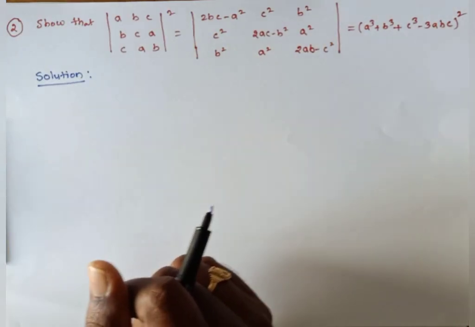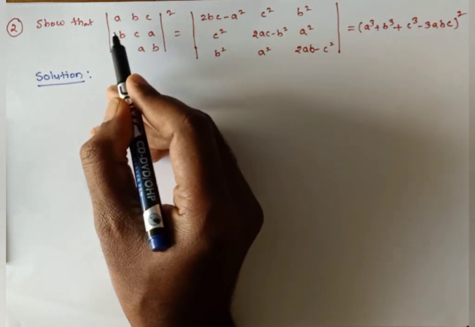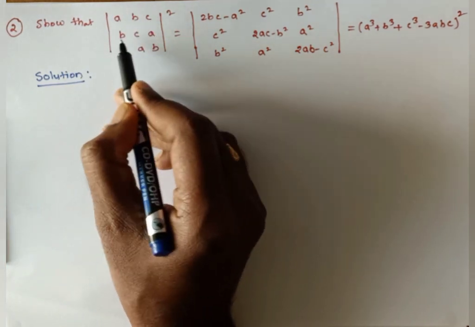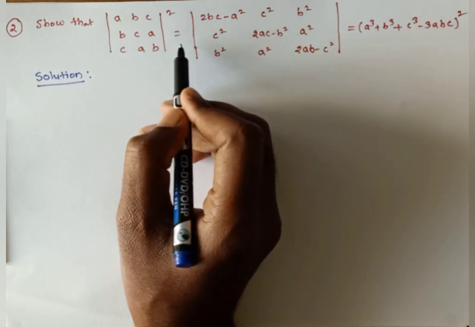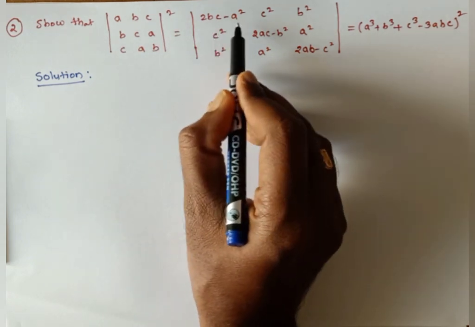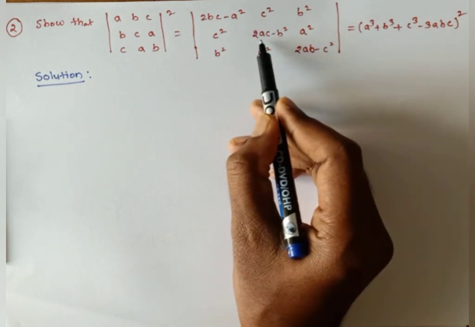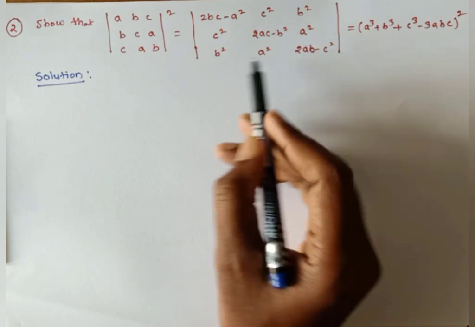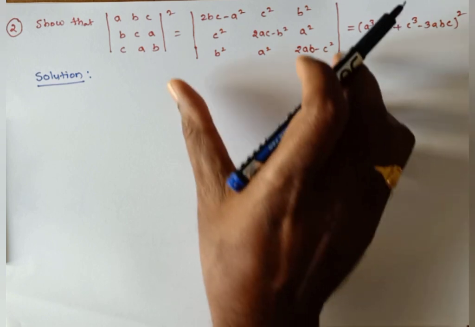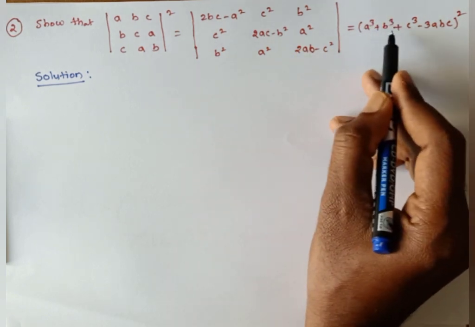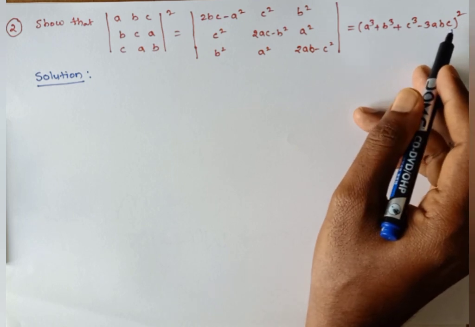Let's see the second problem, Roman 3. Show that the determinant of [A B C; B C A; C A B] whole square is equal to the determinant of [2BC minus A square, C square, B square; C square, 2AC minus B square, A square; B square, A square, 2AB minus C square]. So the determinant of this is again equal to (A cube plus B cube plus C cube minus 3ABC) whole square.